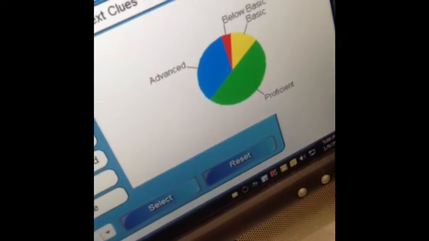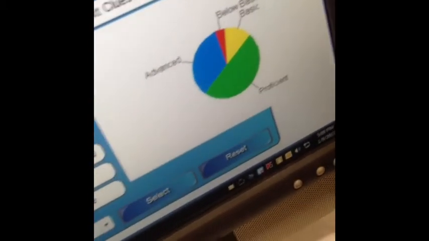So this is one of the classes. What you'll do is you'll take a look at that and you'll do your best to put it here. So it looks like half of the class is at a proficient level. So I'm going to cut right across there. Boom. That's proficient.